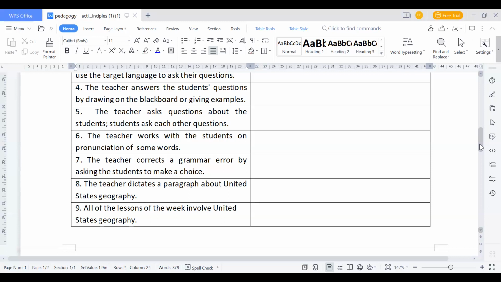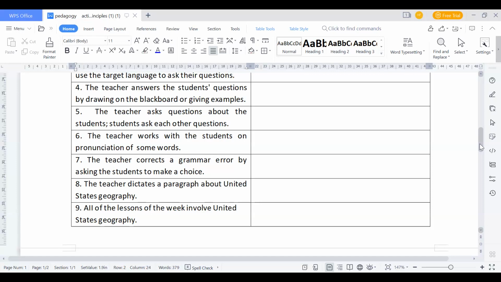The teacher corrects a grammar error by asking the students to make a choice. Madam, grammar rules are not explicitly told; the teacher elicits the rules, not just explains. Yeah, here it's a grammar error. Error correction is done not by the teacher, but self-correction is actually promoted.